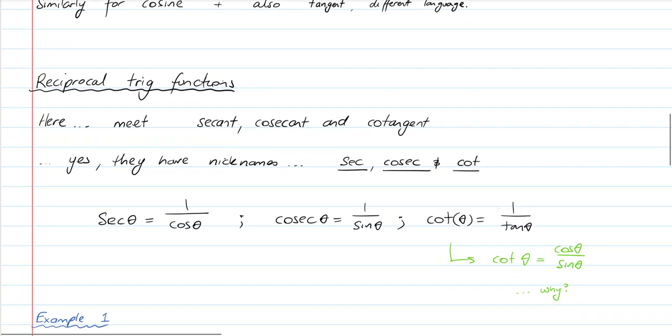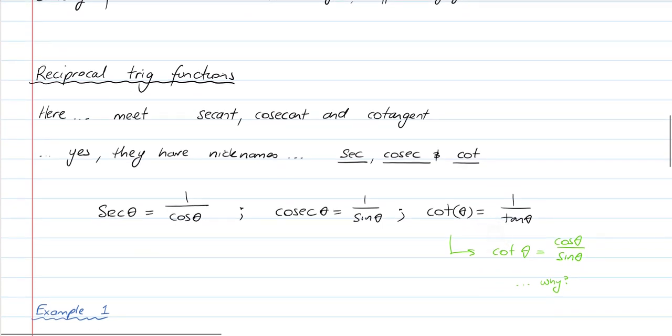The reciprocal trig functions, and here we are, secant, cosecant, and cotangent. Now, I don't want to scare you, they're really directly related. Sec theta is equal to 1 over cos theta. Cosec theta is equal to 1 over sine theta. Cot theta is equal to 1 over tan theta. Now, remember tan theta is sine over cos, so cot theta is cos over sine, the reciprocal of tan theta.